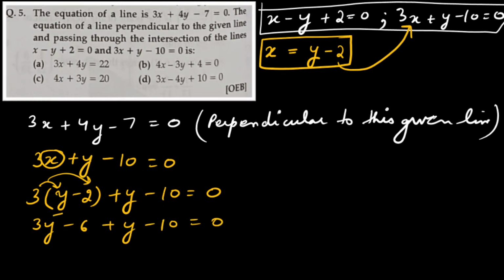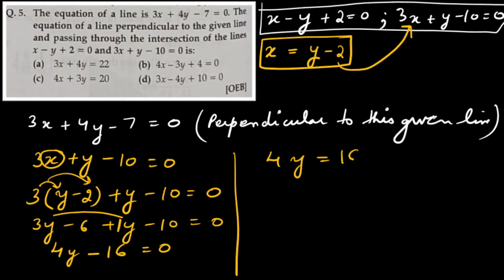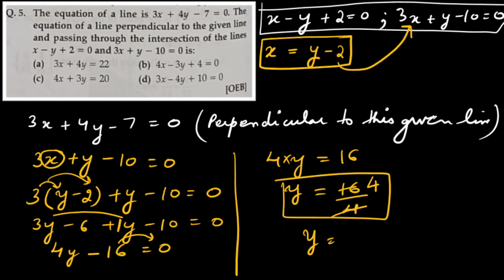Like terms we can solve. 3y plus y is 4y, because y is 1y, so 3 plus 1 is 4. And minus 6 minus 10 is minus 16. Now we can solve the value. So 4y is equals to 16, because minus 16 will shift to the other side and become plus 16. So y is equals to 16 by 4, because 4 is getting multiplied with y; when we shift to the other side it will get divided. 4 into 4 is 16, so y's value we got equals to 4.